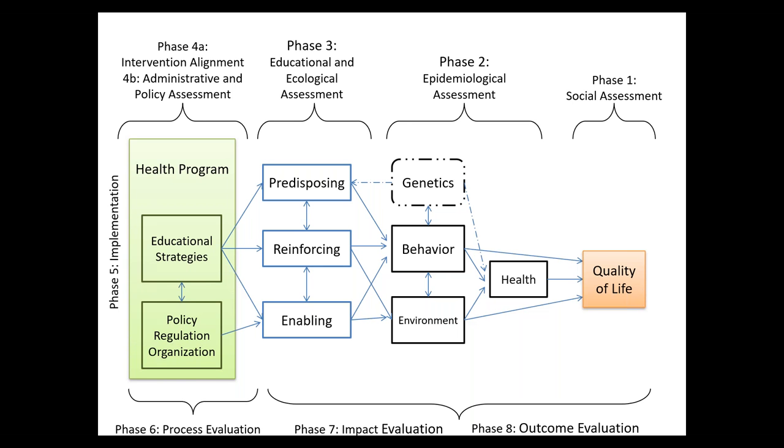And from that, you discover your health issue. And then with your health issue, what behaviors you have to work on, what environmental factors, and then from these, what's going to predispose this population to these changes? What's going to reinforce them? What's going to enable them? And then phase four, you put it all together in an intervention and you do some administrative and policy assessments, as I mentioned. Phase five on the side there, you're going to implement.